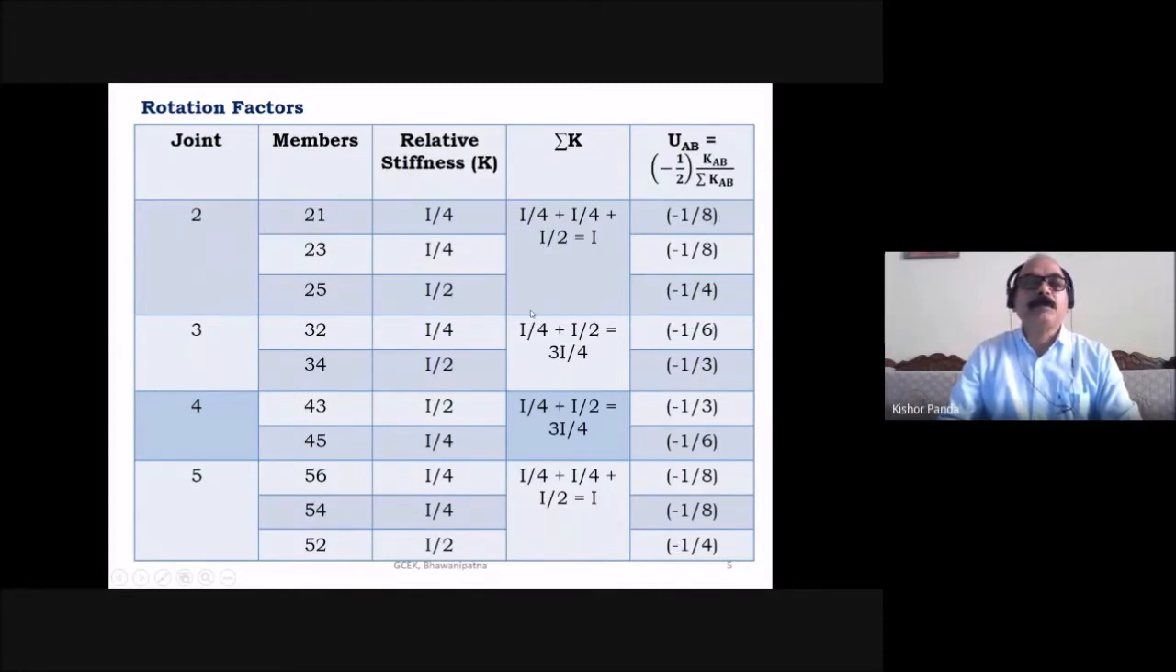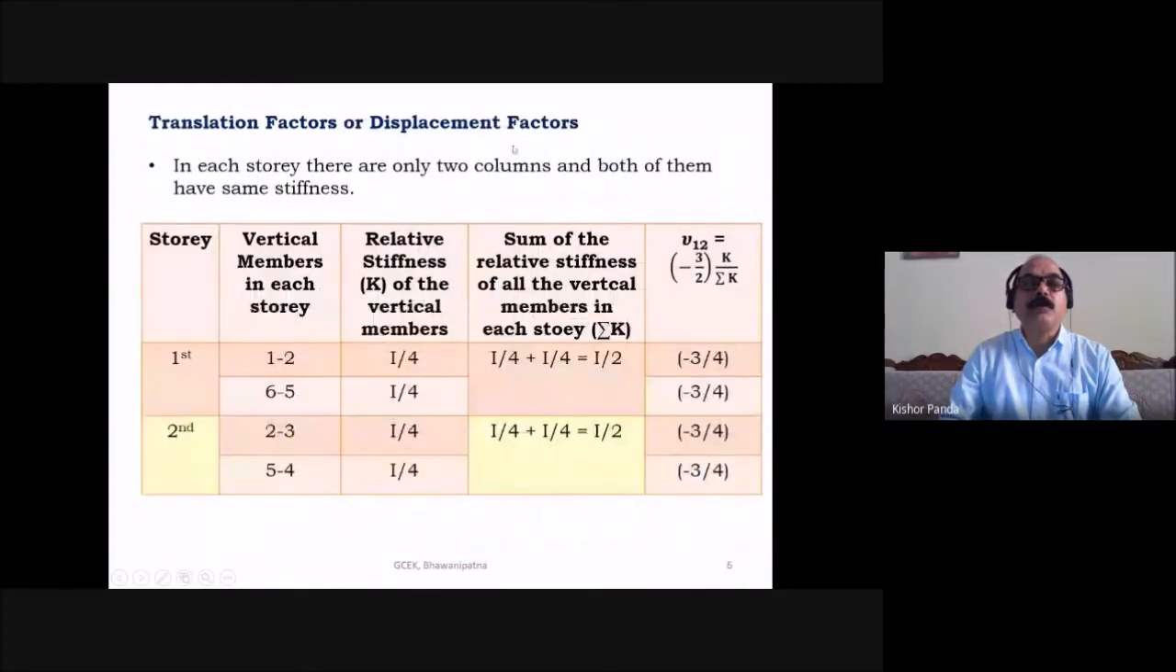Then what is the next step? You have to find out the translation factors or displacement factors for the vertical members of the first story and second story. So here you have 2 stories. In this tabular form, you find out translation factors. The first column indicates the story, and the second column indicates the vertical members in each story. In each story, how many vertical members are present. Then the third column is the relative stiffness of the vertical members. You have to write the relative stiffness of the vertical members. Then the fourth column is the sum of the relative stiffness of all the vertical members in each story.